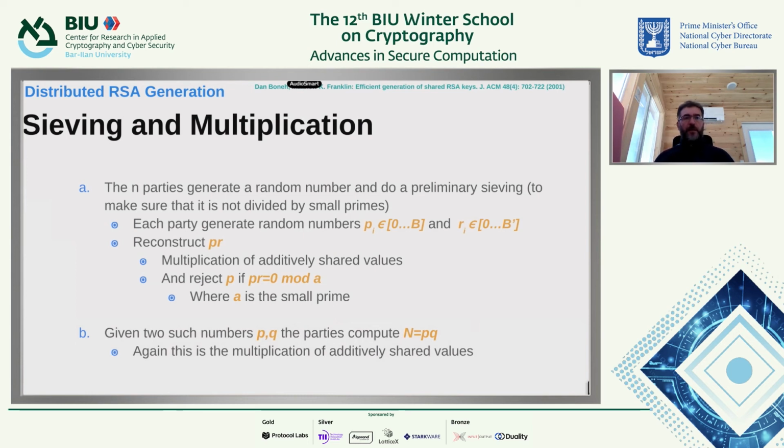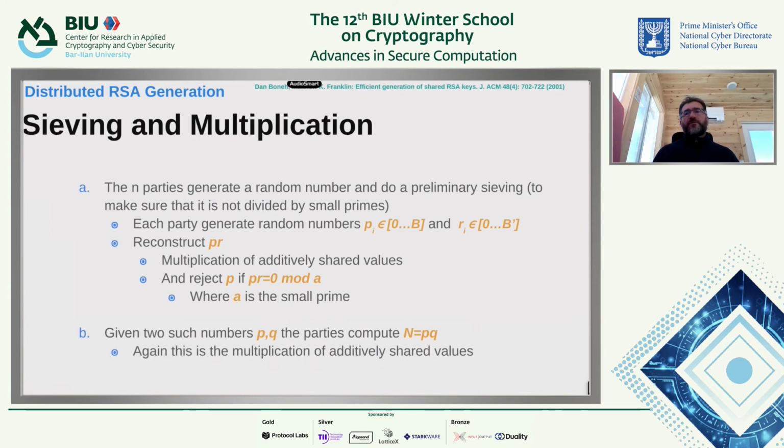So let's assume now that we have passed our test, and now given two such numbers p and q, remember p is additively shared, q is additively shared, the parties reconstruct the product. Again, this is the multiplication of additively shared values. We know how to do it, at least in principle.